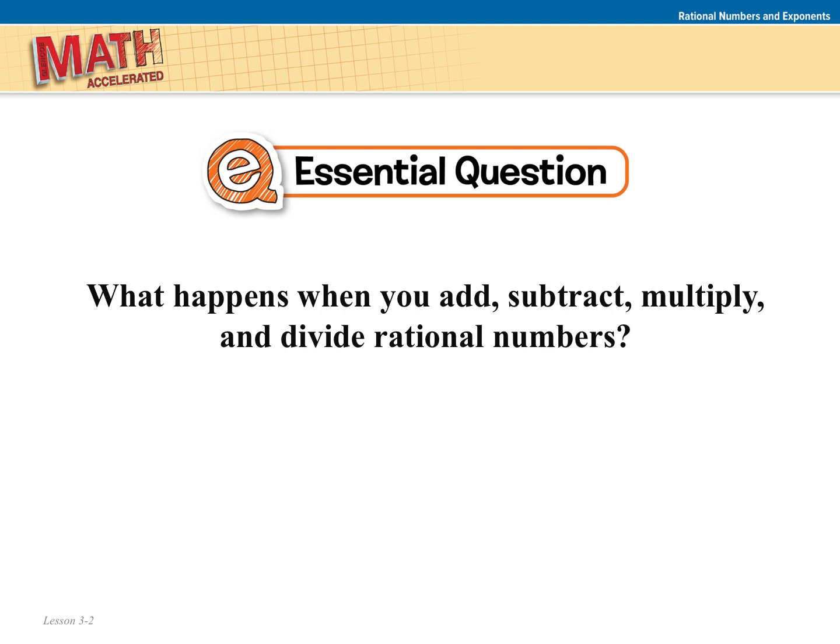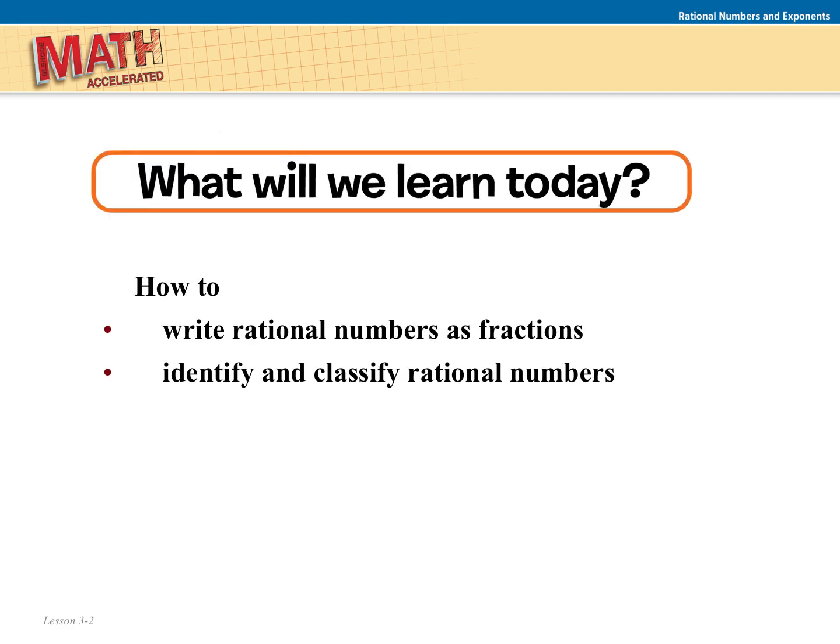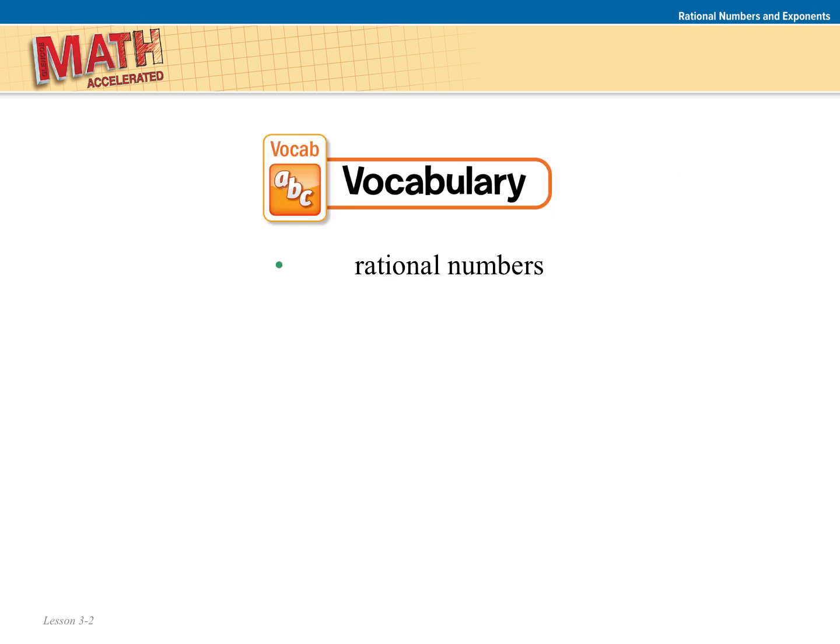So today we are going to turn mixed fractions into improper fractions. We're going to turn decimals into fractions. Okay? So what happens when you add, subtract, multiply, and divide rational numbers? What do you get? A rational number. Very good. So I talked about what we're going to learn today.